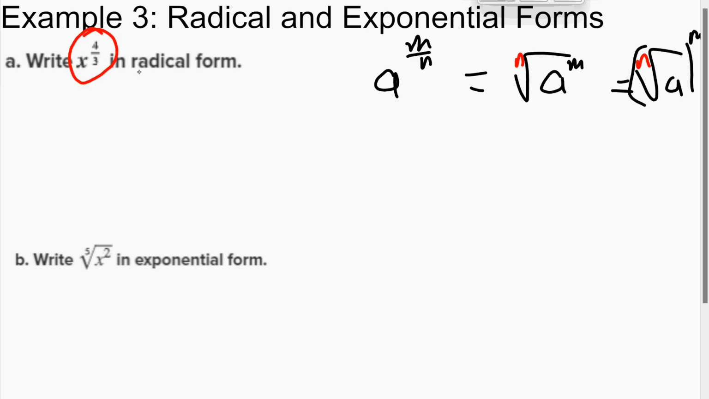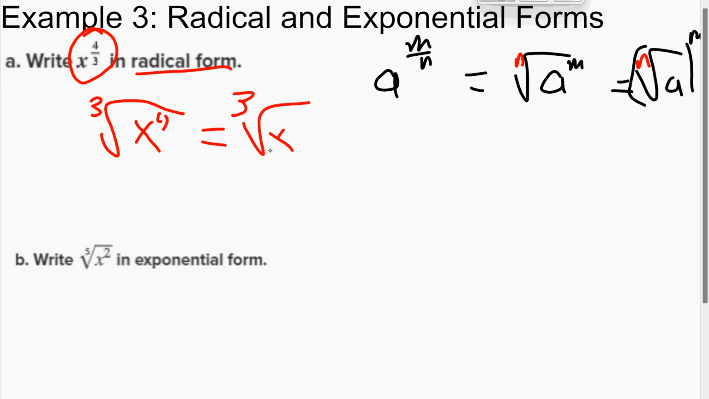So here I just want to rewrite this in radical form. So my base is the radicand and the denominator is the type of root, and the power either goes on the inside or it can go like this, right?